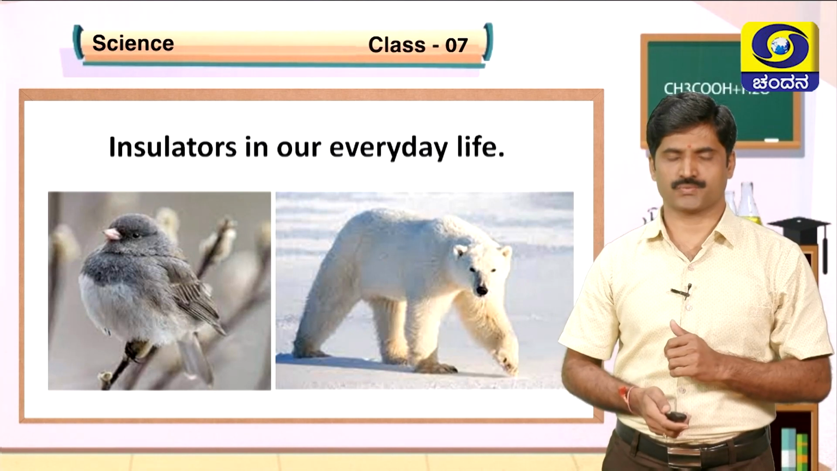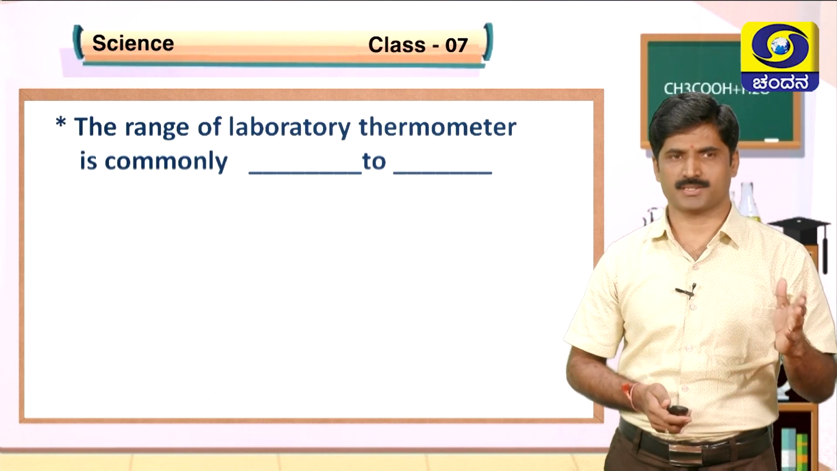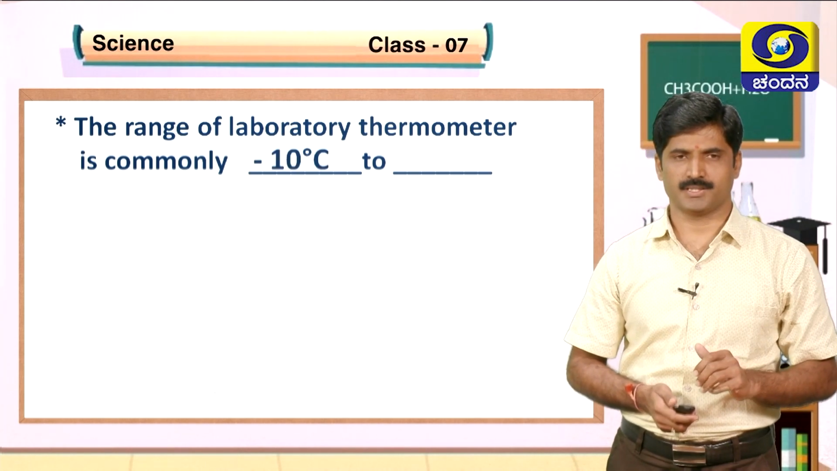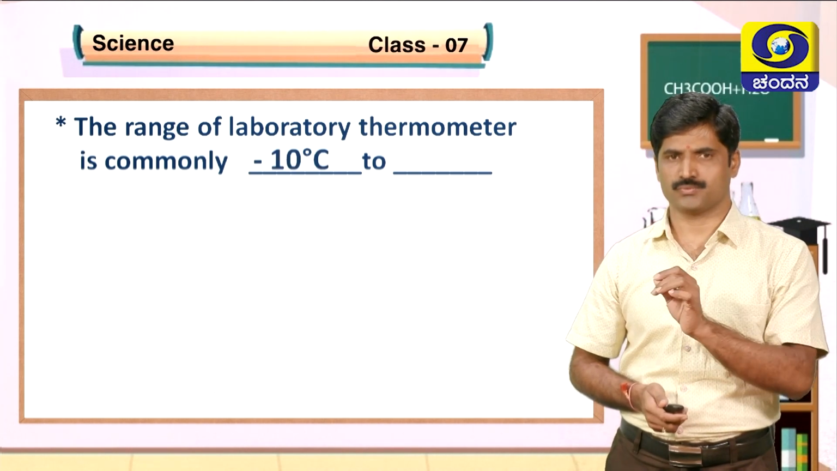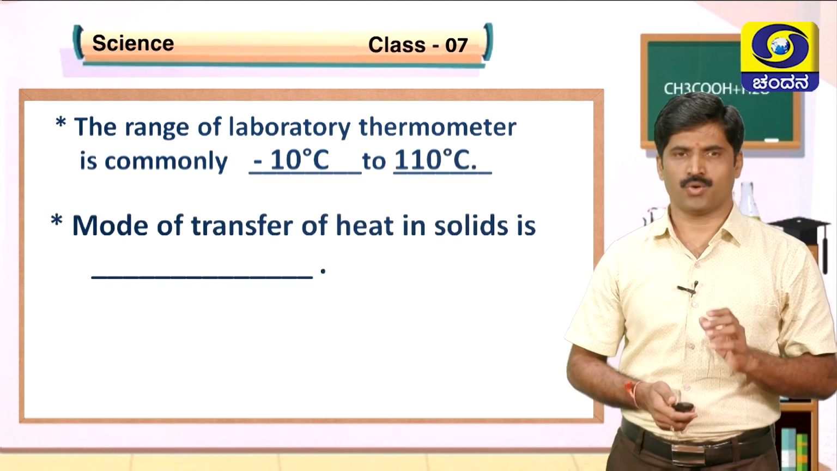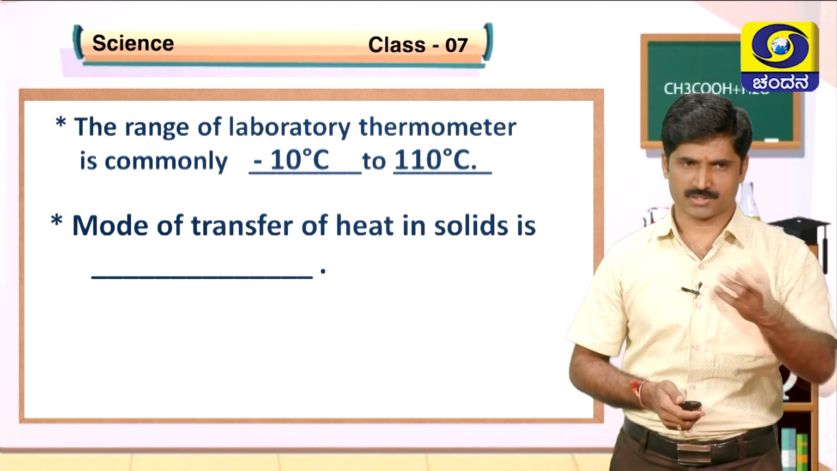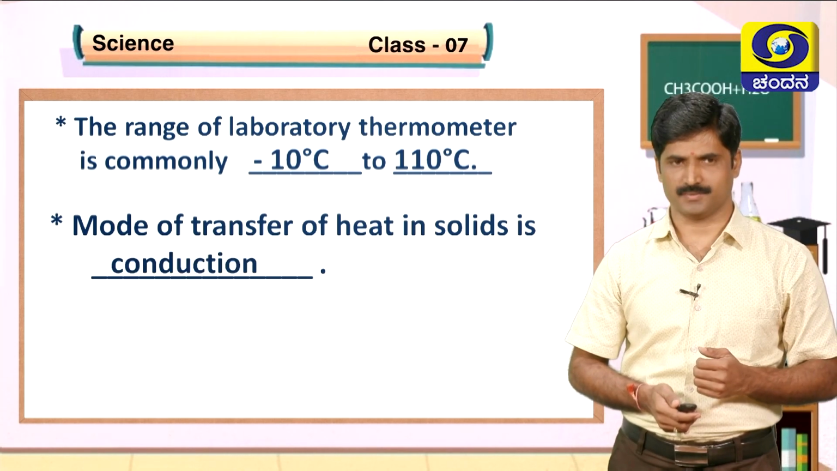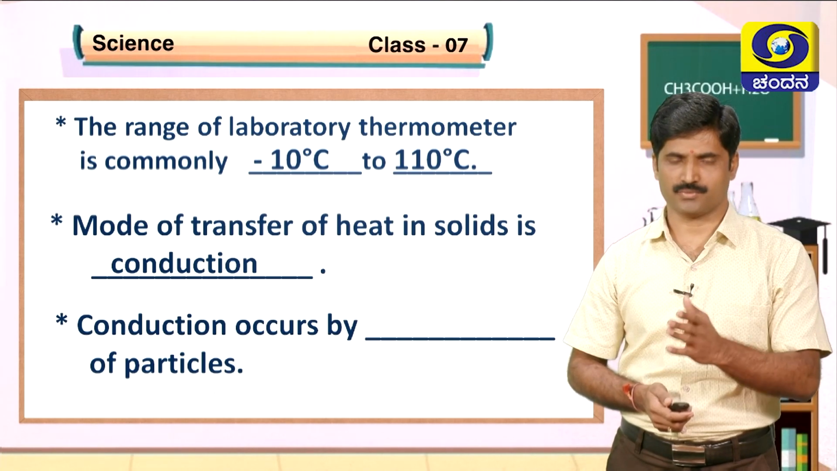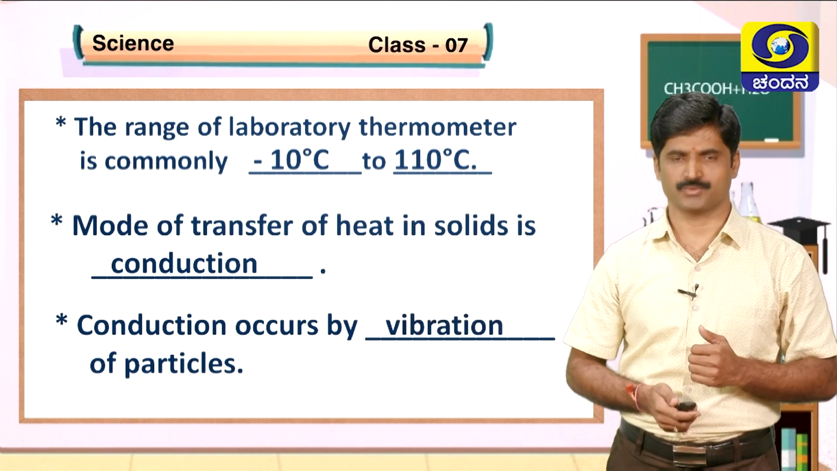I have some questions for you to check what we have learned. The range of laboratory thermometer is commonly dash to dash. It is minus 10 degrees Celsius to 110 degrees Celsius. You are right. Mode of transfer of heat in solids is, yes, you are right, it is conduction. Conduction occurs by dash of the particles. Come on. Yes, it is vibration.